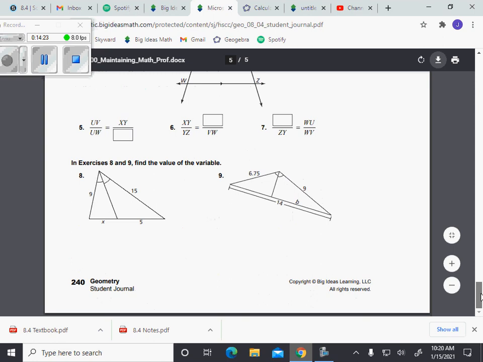Number 8 and 9, find the value of the variable. So we're going to use proportion. We know that x over 5 is equal to 9 over 15. Cross multiply, we have 15x is equal to 45. Divide by 15, x is equal to 3.